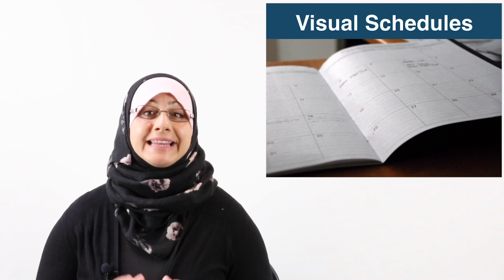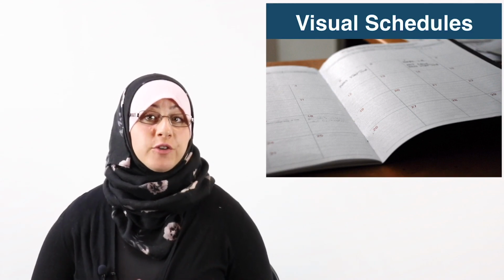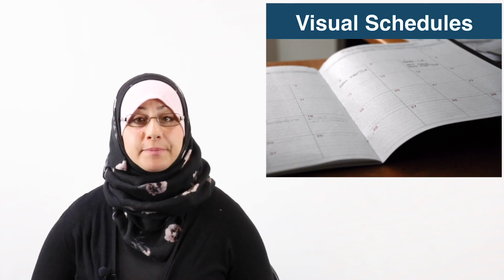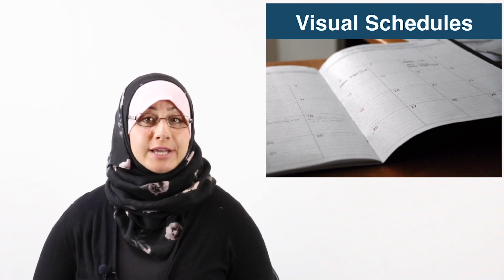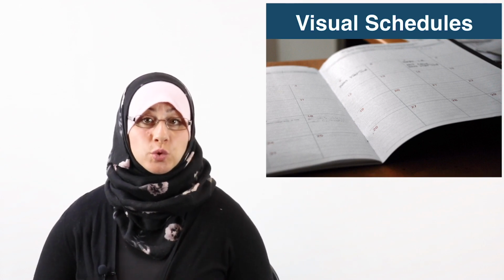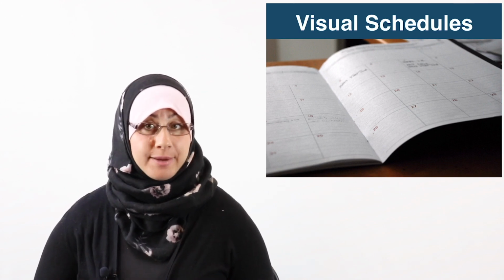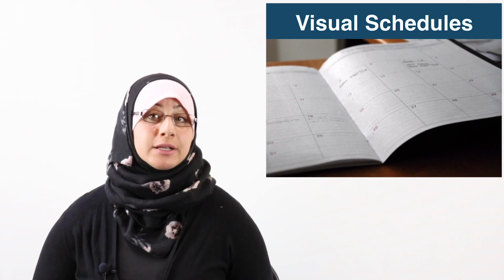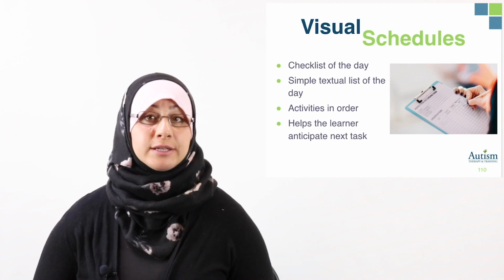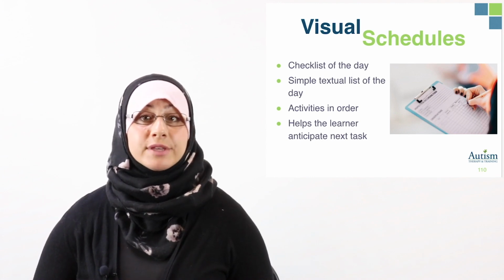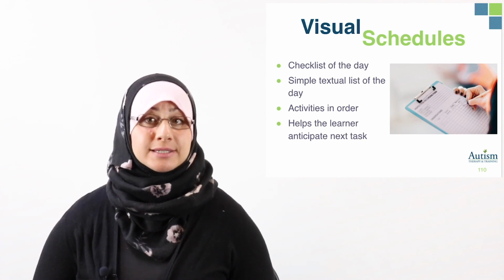Welcome back, everyone. Let's end off today's topic with visual schedules. You're probably familiar with them. You have probably used them from time to time. So what is a visual schedule? A visual schedule is a visual representation to organize the steps and help a learner successfully remember all the steps. For example, a checklist or picture visual schedule. Some examples are checklists of the day, simple textual lists of the day, activities in order of the day. This helps the learner anticipate the next task.